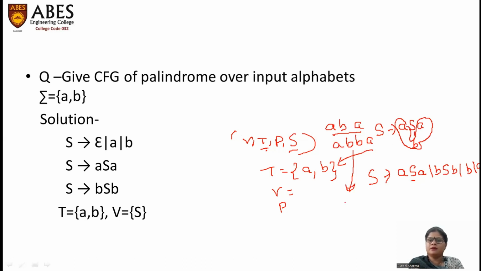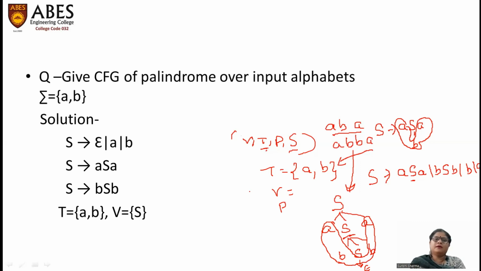Now let us check for ABBA. Let's start with capital S. Again my string starts with A, so which rule should I choose? I should choose ASA. Again I have to replace this S. Because at the second position I see B, I should replace this S with SB, right? Have I obtained the required string? Only one thing is left: at the last I should replace this S with epsilon. Now I have obtained the required string. Any kind of palindrome string can be generated with the help of these rules.